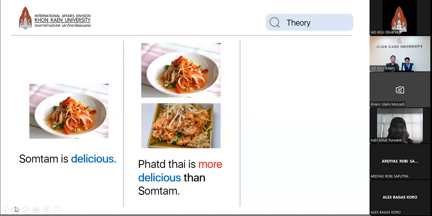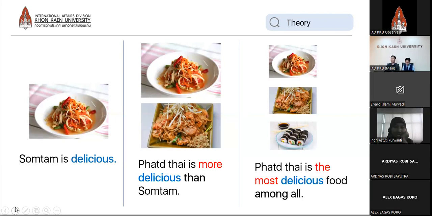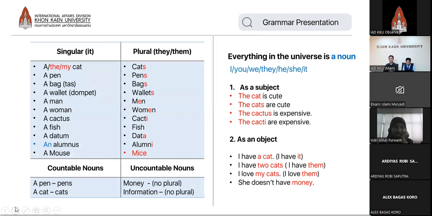But if we want to conclude, we can use the superlative. For example, if there are more than two things, we have pad thai and somtam and then sushi. We will report or conclude which one is the most delicious one. Like pad thai. So we say that pad thai is the most delicious food among all. So that's how we use adjectives. Once we understand the element, I will use this one based on this context.